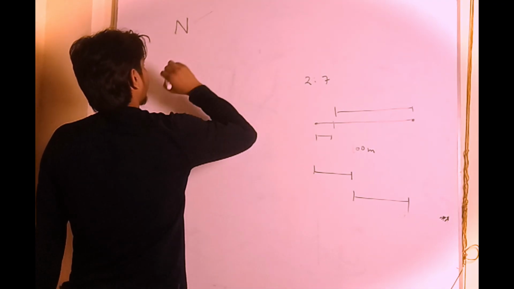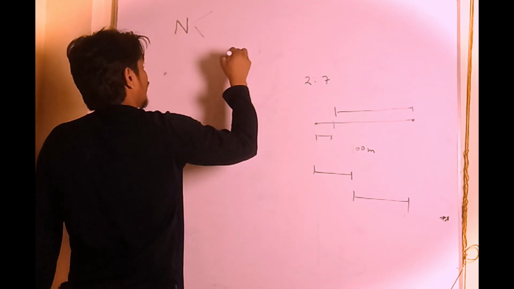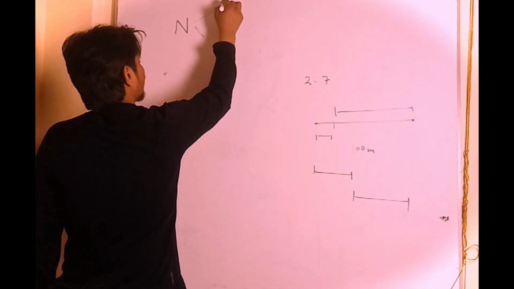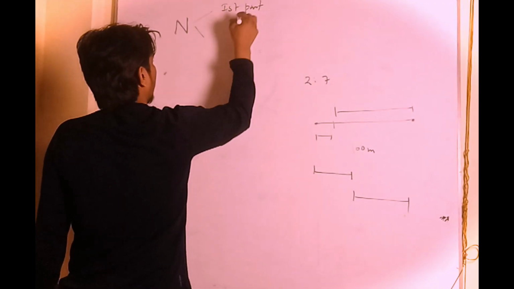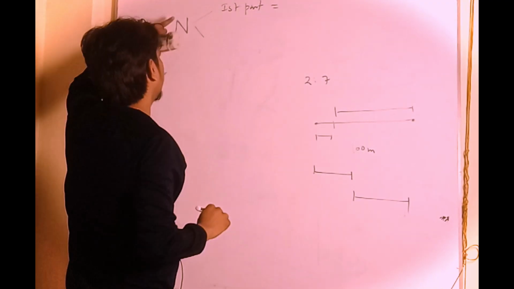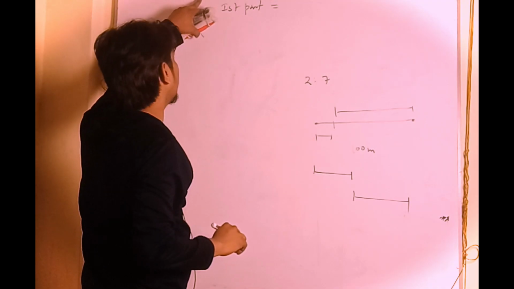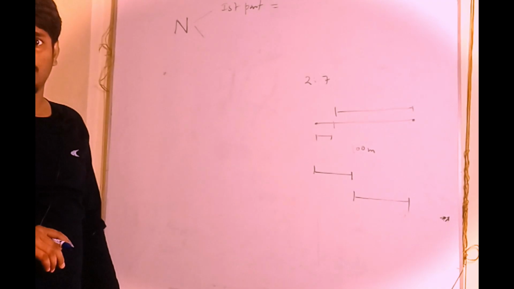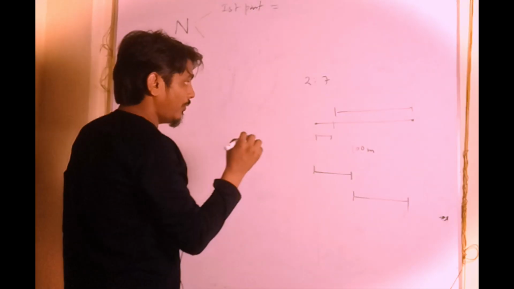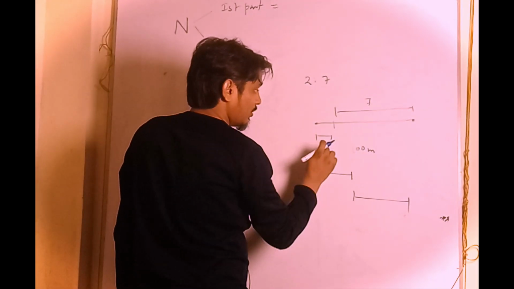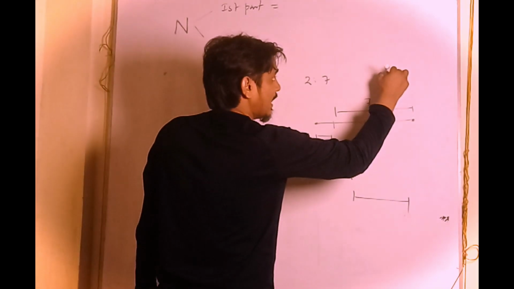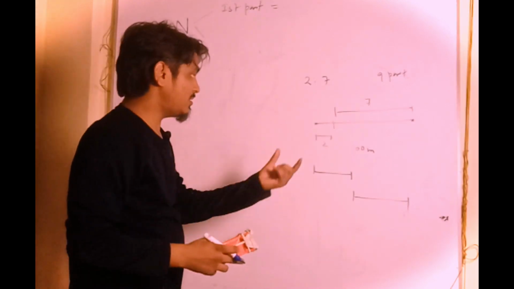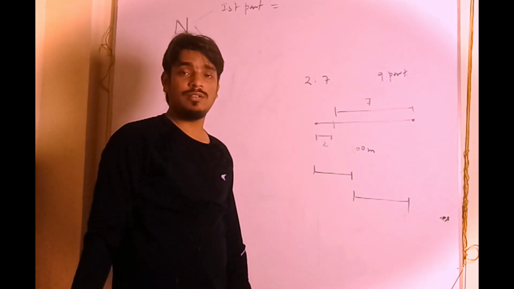Suppose this is divided into 2 parts in the ratio A to B. A to B means this is the first part and this is the second part. If we add both of these, that gives us the total parts. Like I said, here this is 2 parts and this is 7 parts, so 2 plus 7 is 9 parts. I'm dividing this into 9 equal parts, in which the first is 2 parts and the second is 7 parts.